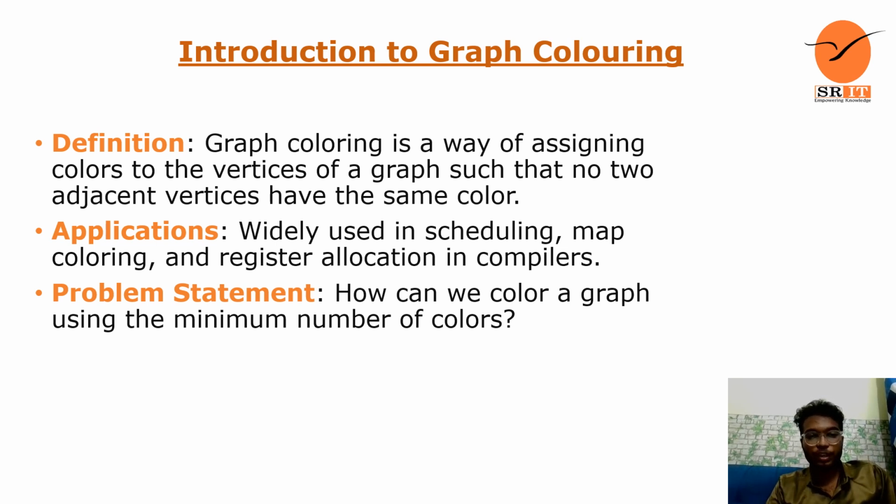So as far as the introduction to graph coloring is concerned, let us know the definition. Graph coloring is a way of assigning colors to the vertices of a graph such that no two adjacent vertices have the same color. The sentence itself determines that no two adjacent vertices should have the same color, and we have to color in such a way that it follows this condition. Coming to the applications, these are widely used in scheduling, map coloring, and register allocation in compilers, which we'll learn at the end of this presentation.